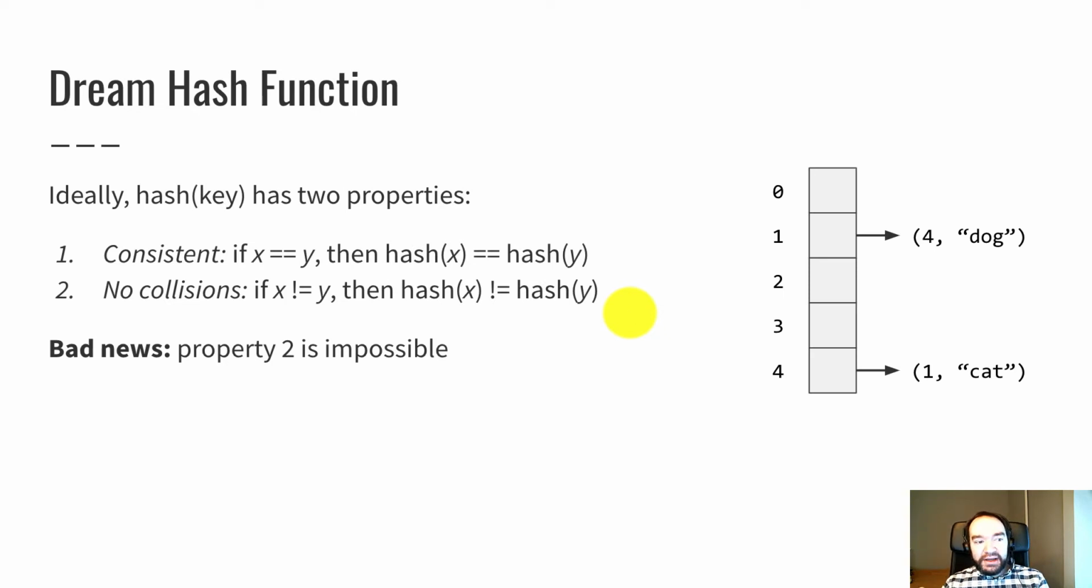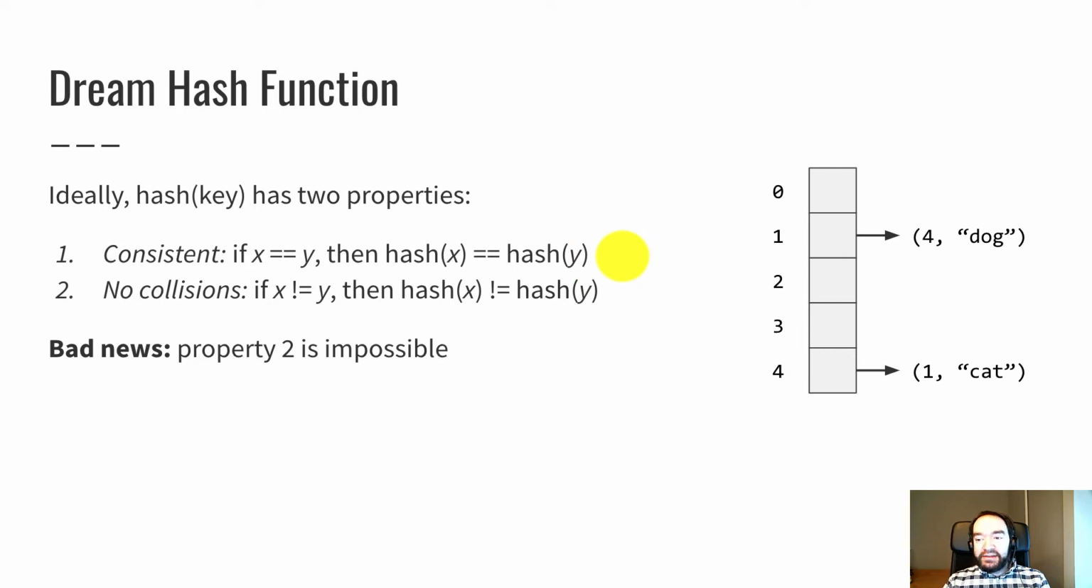Here's how we would like these functions to work in our dreams. Number one, any hash function is consistent. That means if x and y are two key objects that are equal to each other, then the hash of x is equal to the hash of y. We need this property so that if we insert something into the hash table, we can find it again later.